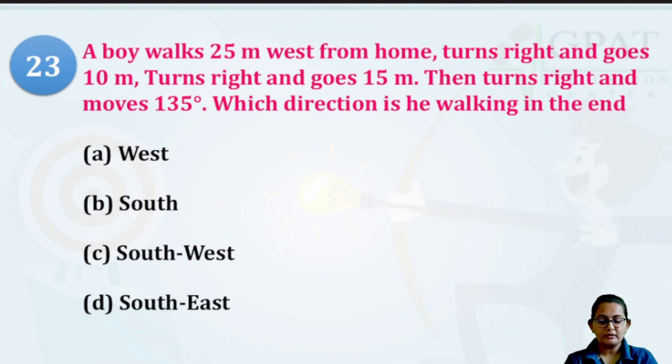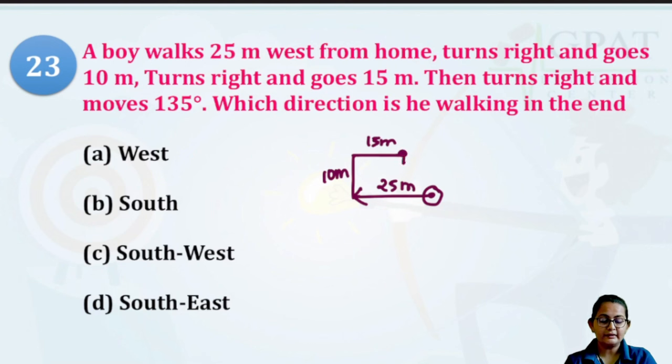Then direction question: a boy walks 25 meters south. Okay, so let me take in the middle. If the boy walks in the west direction for 25 meters from the home, so suppose the circle is his home. He turns right after going this side. He turns right and goes 10 meters. Then he turns again right and goes for 15 meters. Okay. Then after coming to this point, he takes a right.